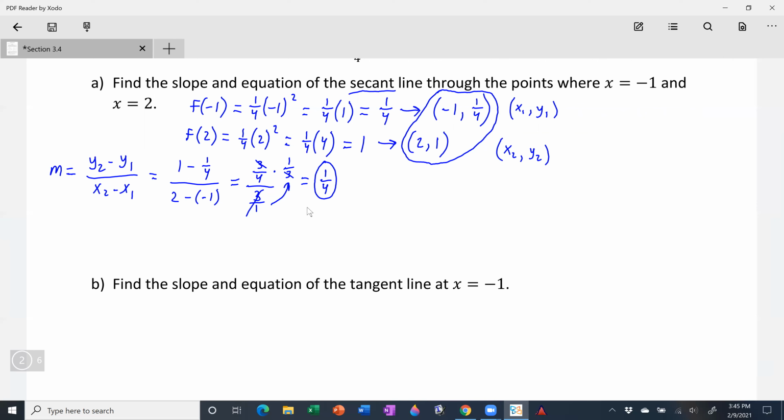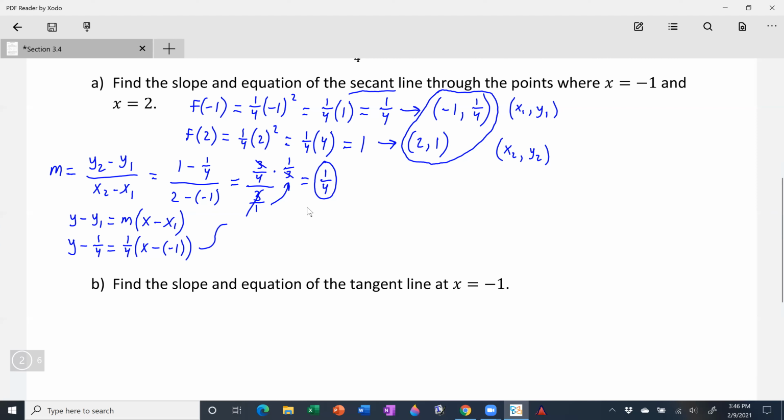Okay, so there's the slope between these 2 points. And then remember to use the point slope form: y minus y1 equals m times x minus x1. Remember the good old days? That's all we're doing, finding the equation of a line through 2 points. Now it doesn't matter which one you call which, but I already labeled this as x1 and y1. So y minus 1/4 equals m that we just found, 1/4, times x minus x1. So there's the -1.